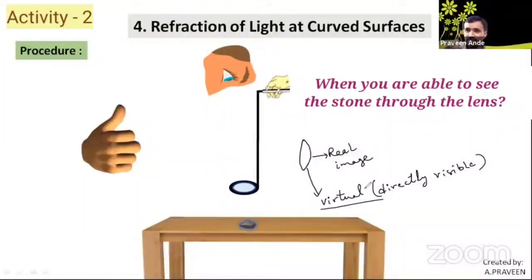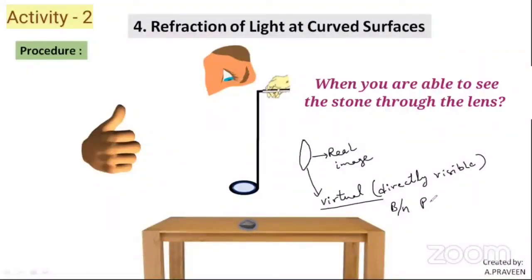Object placed at infinity, real image. Object placed beyond the center of curvature, real image. At center of curvature, real image. Between focus and the center of curvature, real image. At focus, real image. Then only one position is left. What is that? Between the pole or optic center of the lens and the focus.